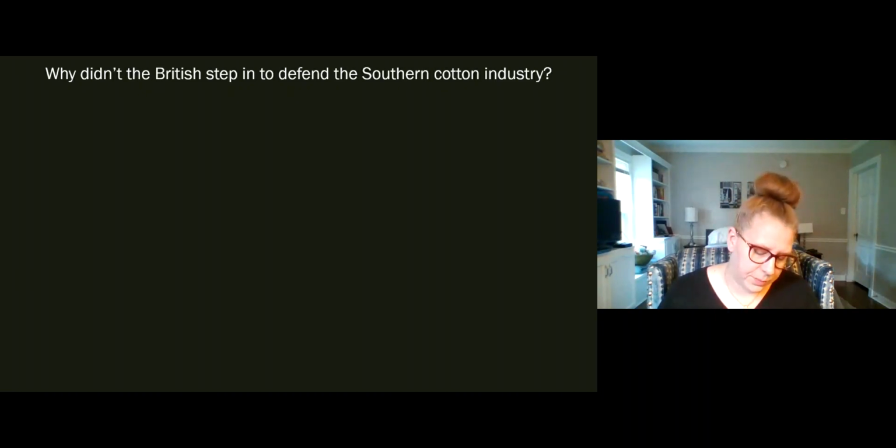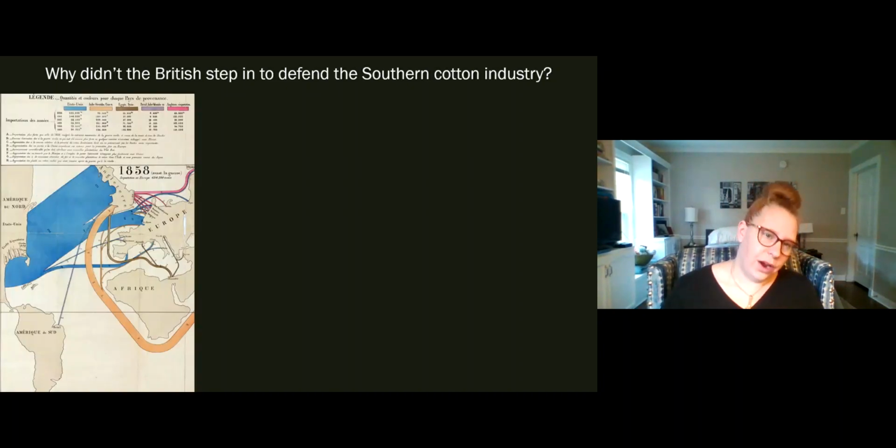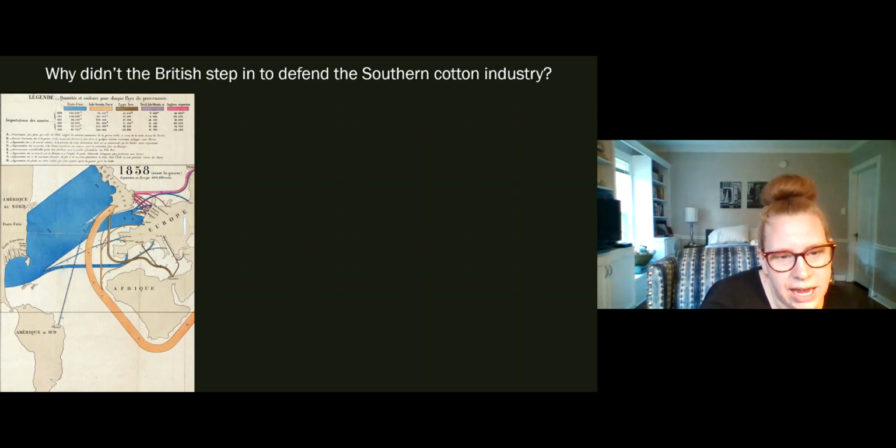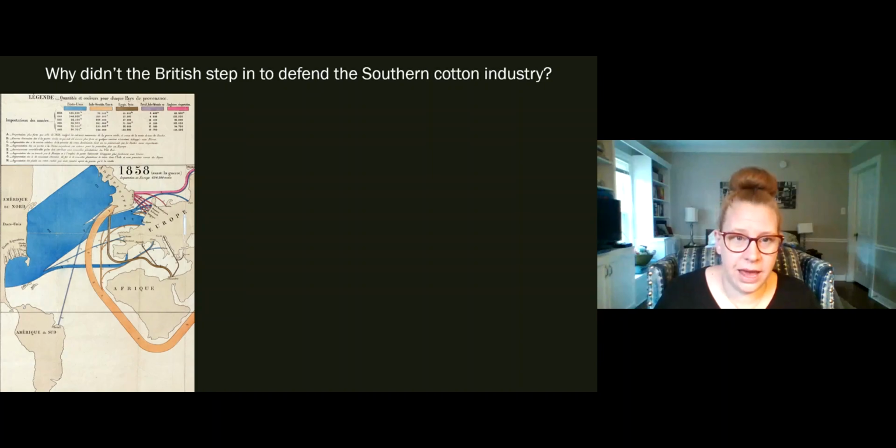Remember that I said that Britain got 80% of their cotton from the United States. So why didn't they step in to defend the southern cotton industry? Before the Civil War, check it out. By the way, I'm sorry that my map is en français. This was the only map I could actually find of this. This is an old French map. Before the Civil War, 1858, the vast majority of cotton is coming from the United States, right? And there's that little orange line coming around Africa, that's Indian cotton, okay?